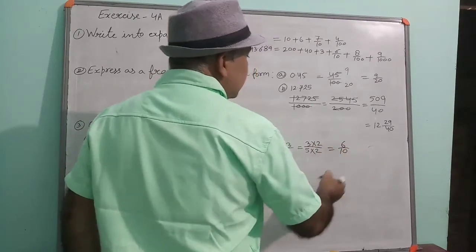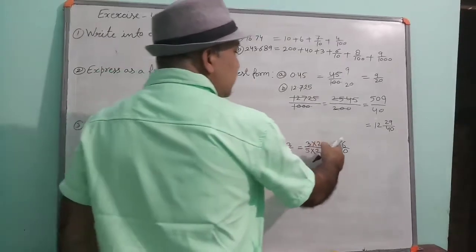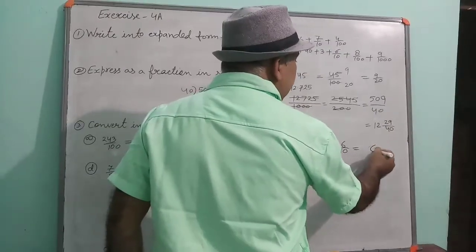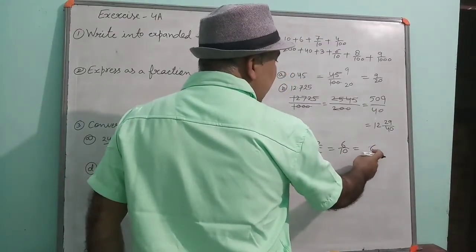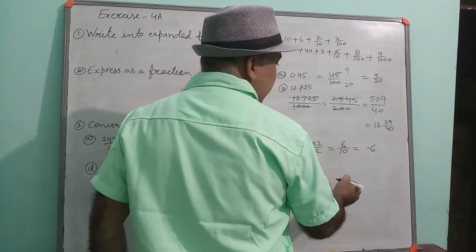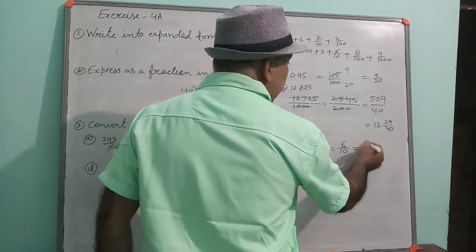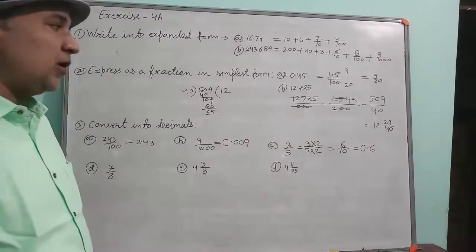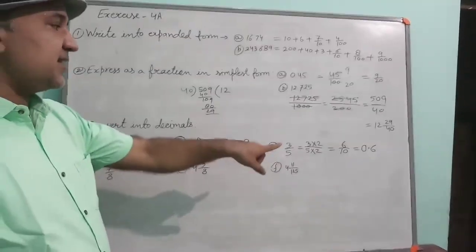Now it will become 6 upon 10, and when 6 is divided by 10, from the right hand side after 1 digit you will put the decimal. Okay, and before the decimal no number, so you will put 0 from your side. Are you watching? The answer is the same.